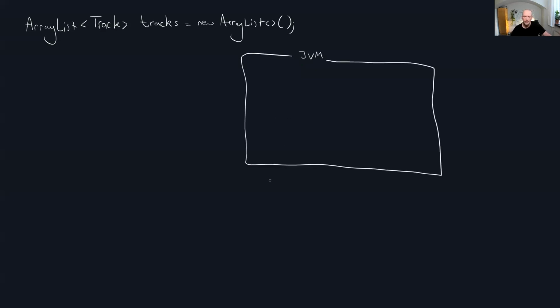Now, if we are envisaging what this looks like in the JVM, my way of thinking about this is, okay, we have created a name called tracks. So we have the name, and this is going to refer to some ArrayList object. Really, this ArrayList object is managing an array that's going to store our tracks in.